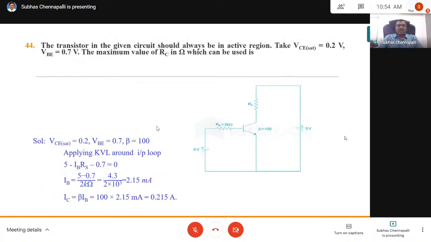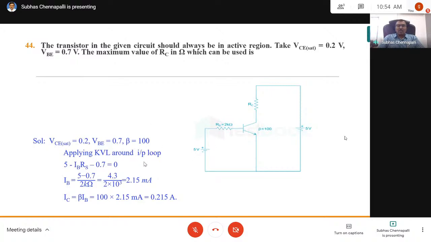Then one more problem is given, again a common emitter circuit. The transistor in the given circuit should always be in the active region. Take VCE sat as 0.2 volts, VBE 0.7 volts. What is the maximum value of RC which can be used? VCE sat value is given, it doesn't mean that it is in the saturation region. VBE is 0.7, beta is equal to 100.